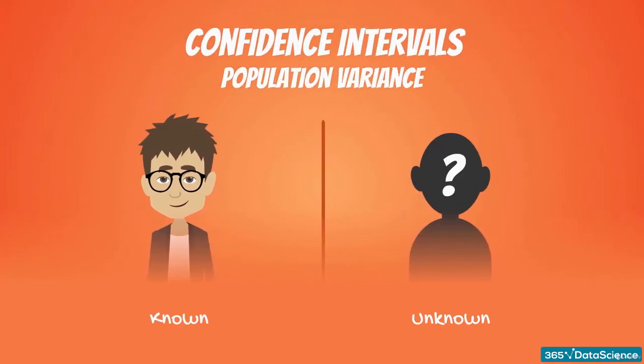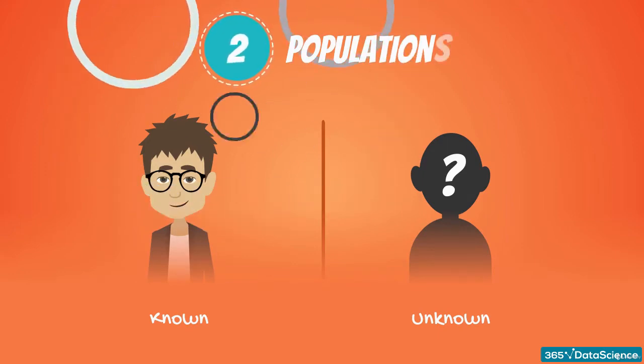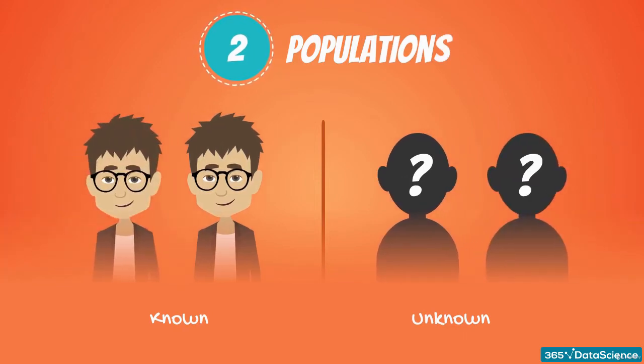So far, we have talked about confidence intervals with population variances that are either known or unknown. However, we were considering only one population. In the next couple of lessons, we will explore confidence intervals looking into two populations. These cases are more important as they have a wide range of real-world applications.